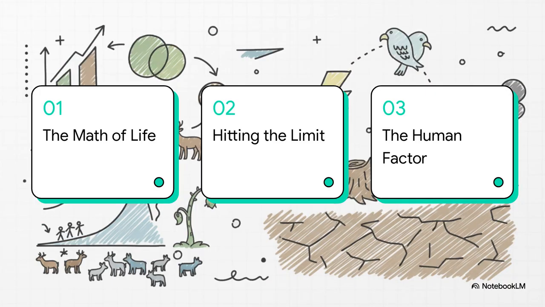Here's our roadmap for today's deep dive. Number 1, the math of life. Number 2, hitting the biological limit. And number 3, the human factor. Let's get right into it.